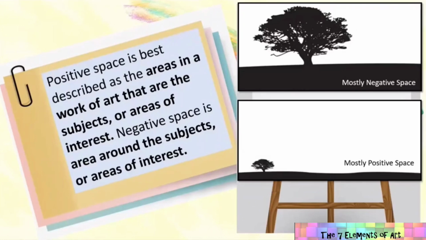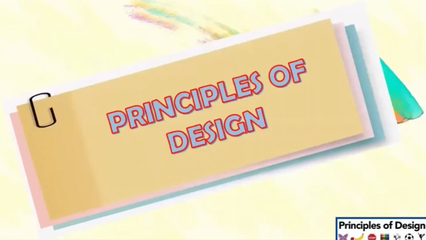Positive space is best described as the areas in a work of art that are the subjects, or areas of interest, while negative space is the area around the subject or areas. Principles of design.